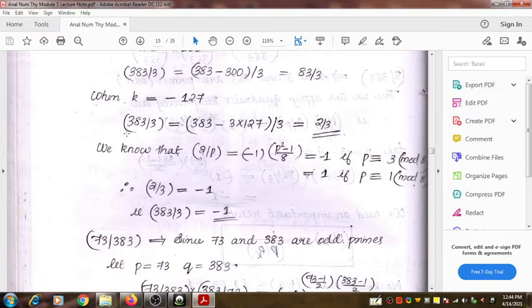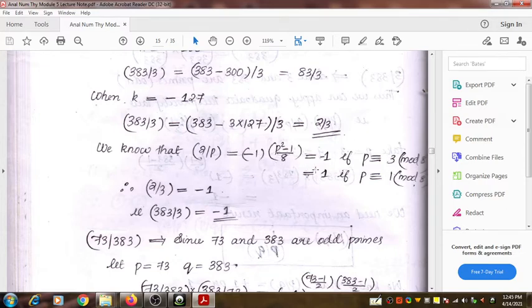Therefore you get that (383 bar 3) is equal to (2 bar 3). But (2 bar 3), using theorem 9.5, or some important theorem in chapter 5, you can write that (2 bar p) equals minus 1 raised to (p square minus 1) divided by 8.